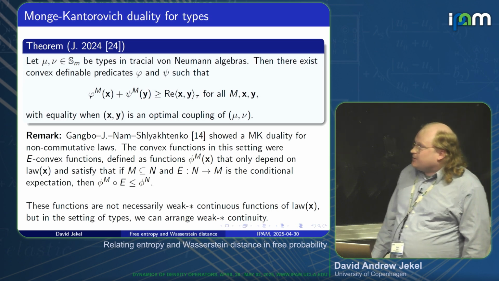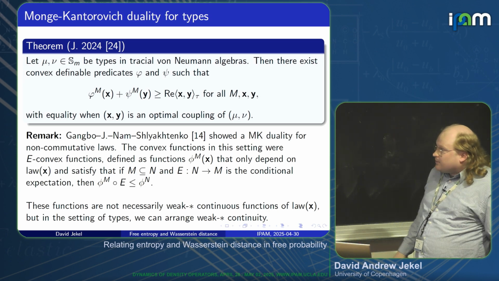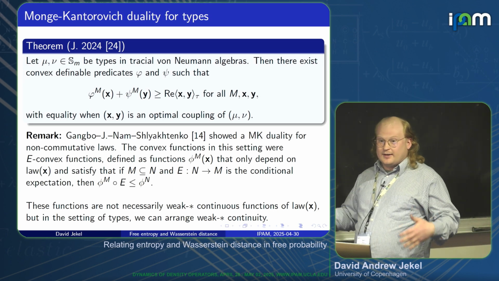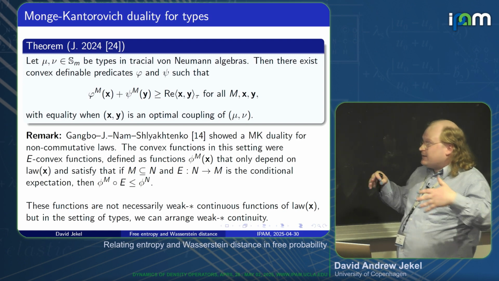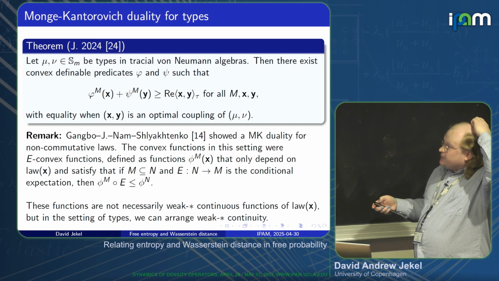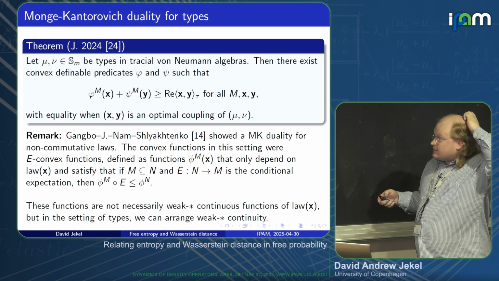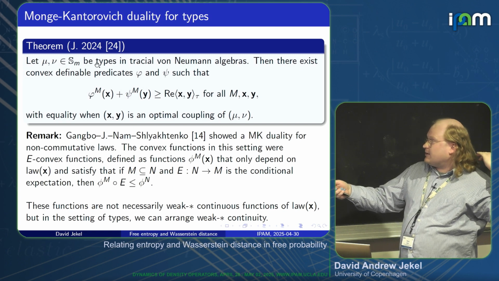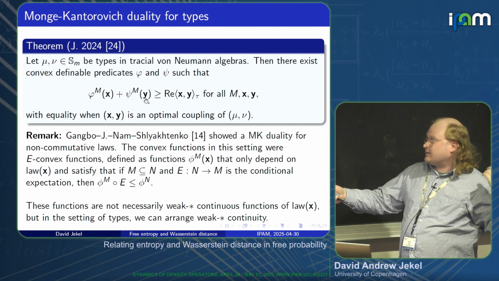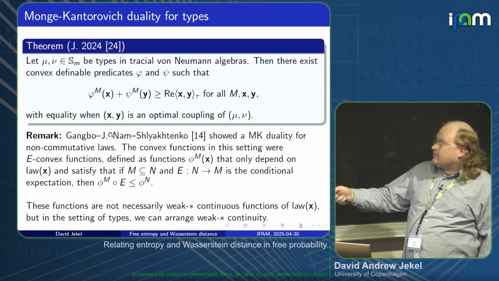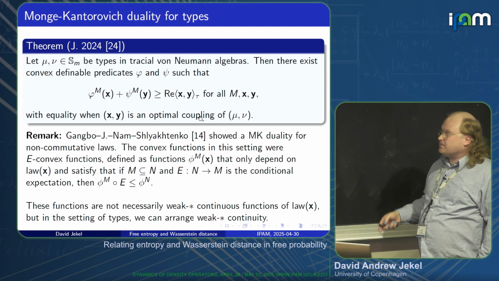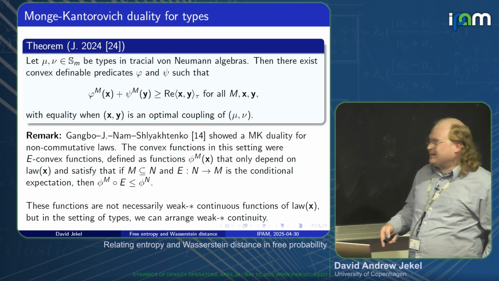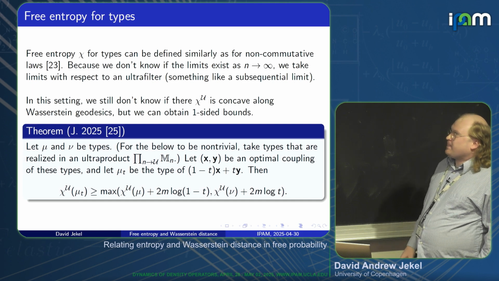Another good thing is that you can obtain an analog of Monge-Kantorovich duality. You look at these so-called definable predicates that are convex, and you have basically the same statement as you would want. If you have two types, then you can find convex definable predicates where they satisfy this inequality, analogous to the classical case, and equality is achieved when you have an optimal coupling of these mu and nu. Okay, maybe I'll skip the remarks on this, but maybe Wilfred may mention more about this.